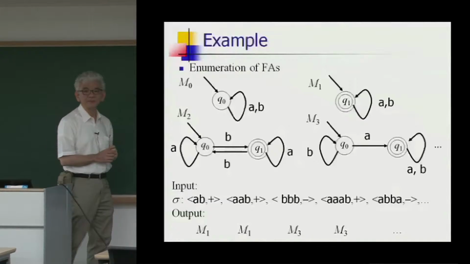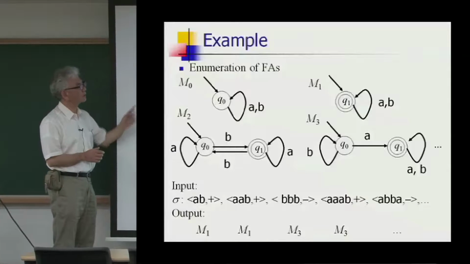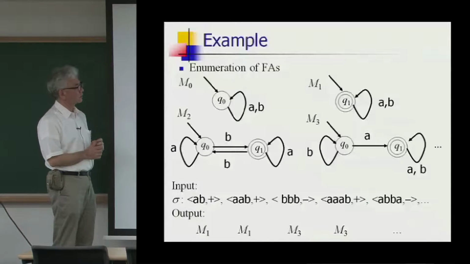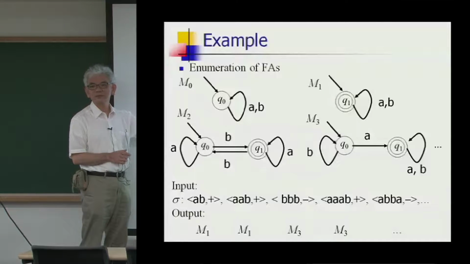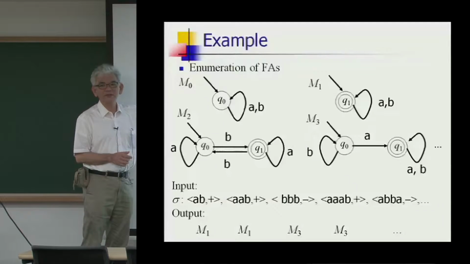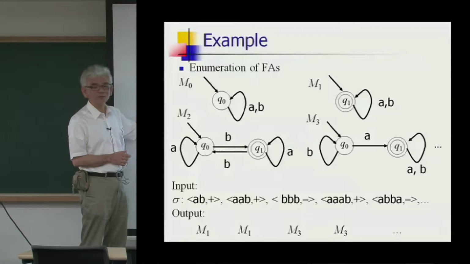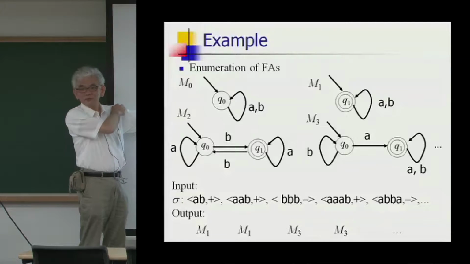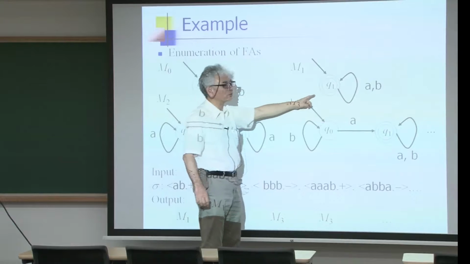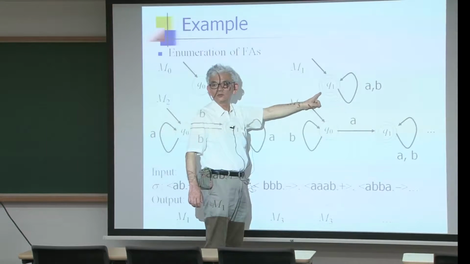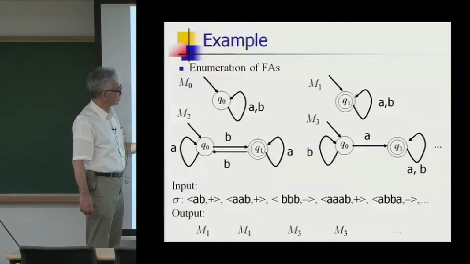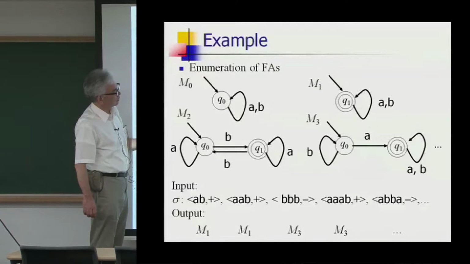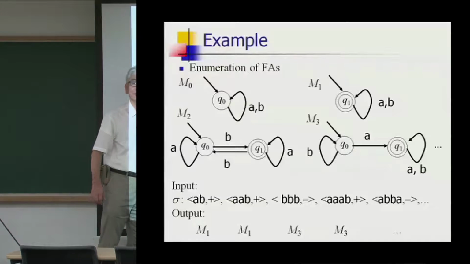Okay, more precisely, as I told you last lecture, this is the first part of the enumeration of finite state automata. Here, this is a very simple automaton consisting of only one state. And this automaton also consists of one state. And then we turn to the automata consisting of two states.